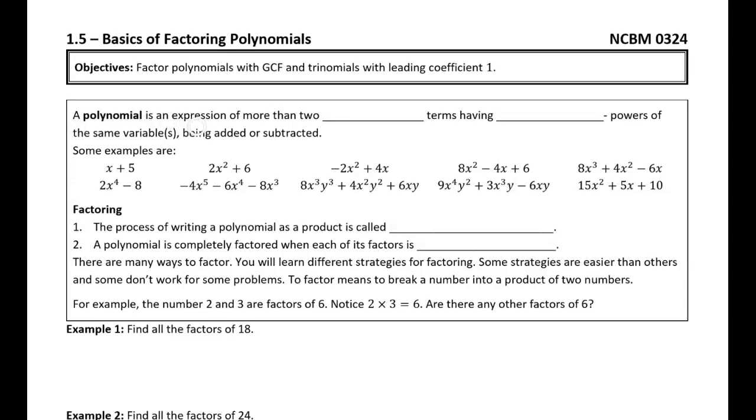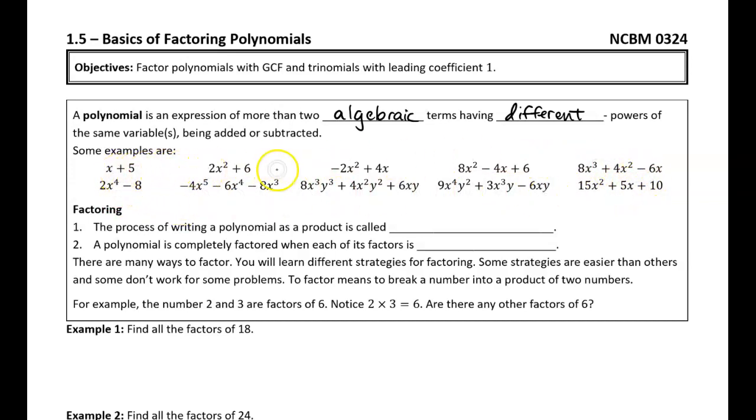Well, a polynomial is an expression of more than two algebraic terms, so algebraic terms, having different powers of the same variables, being either added or subtracted, and some combination of the two. So here are some examples. All of these listed are considered polynomials.